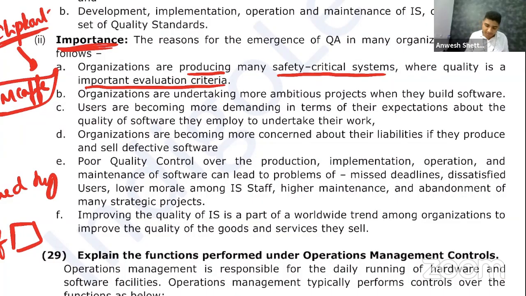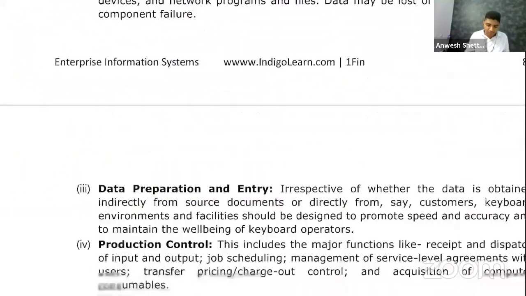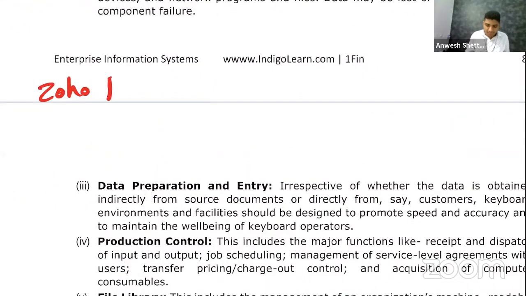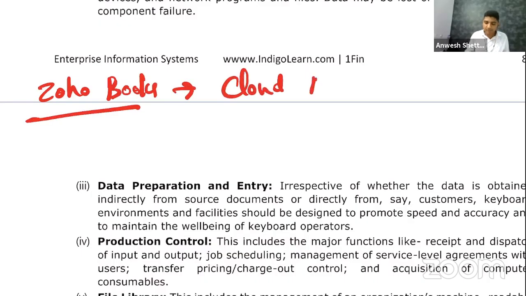Next one is organizations are undertaking more ambitious projects when they build software. Same way, let us say there is a company called Zoho Books. It is a cloud accounting software. Now, what do you mean by cloud accounting software?